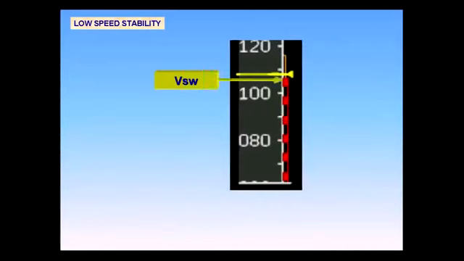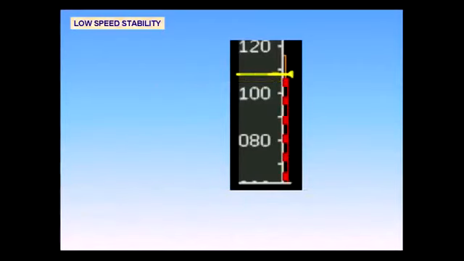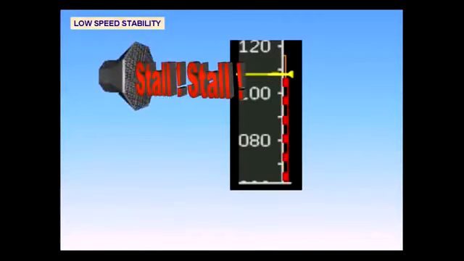If low-speed stability exists, a gentle progressive nose-down pitch input is introduced to lower the nose and prevent further speed loss as the speed approaches 5 to 10 knots above VSW. The pitch input can easily be overridden by pilot input on the side stick, and the airplane can be stalled. At VSW, an aural stall warning is triggered, along with the stall warning cricket. The aircraft will stall if the warning is ignored. Alpha floor protection is inoperative in alternate law.